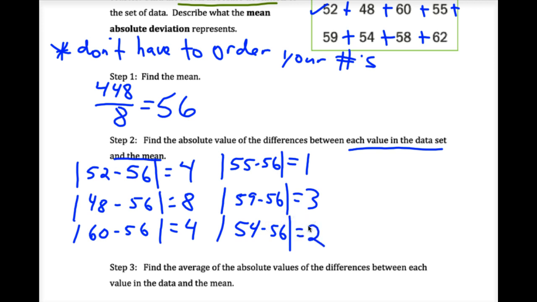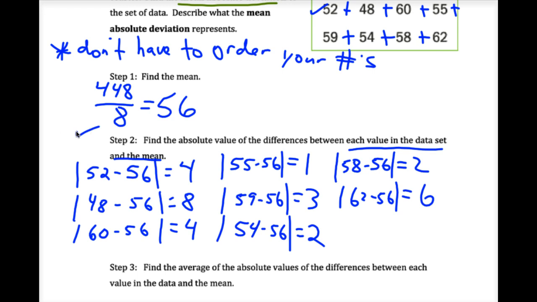Okay, got 6 of them done. We got 2 left. 58, the absolute value of 58 minus 56, which is 2, and 62 minus 56, which I think is 6. Okay, you have to find the absolute value of the difference between each value and the mean.